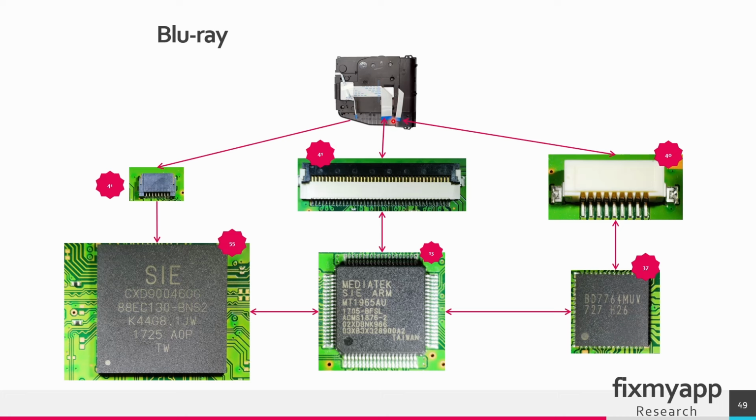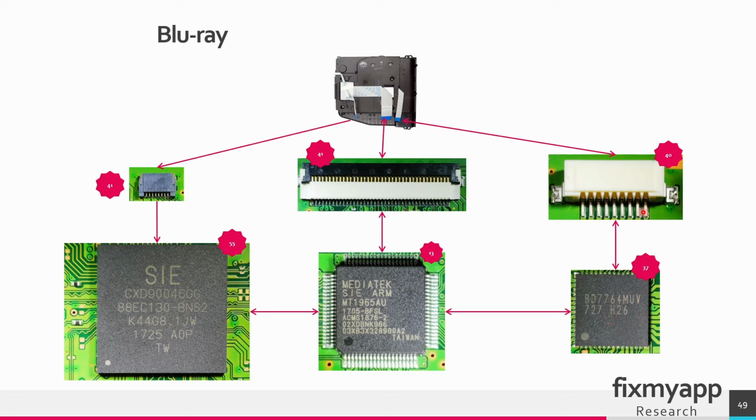Then we have the bigger cable. This will go to this connector, and from here it will go to the Mediatek or the Renesas IC. The data will go to this ribbon cable. From here it will be processed by the Mediatek chip, and from there it will be sent to the Southbridge. Also, for controlling the motor, it will send signals to the motor driver IC.